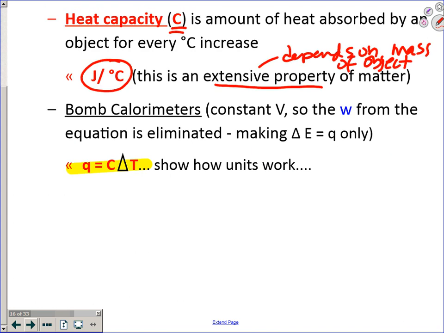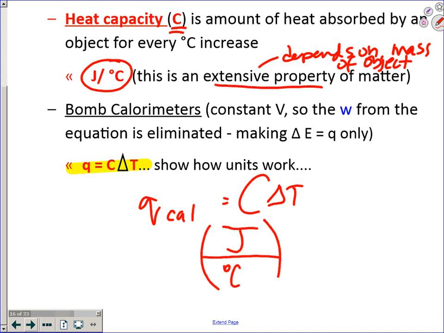So the way they actually use the calculation with the heat capacity is Q of the calorimeter is equal to C delta T. Notice it's a capital C. How do the units work out? What's the unit for C? Joules per degree Celsius. And then delta T has got to be in what? Degrees Celsius. So what cancels? So Q is still measured in joules.